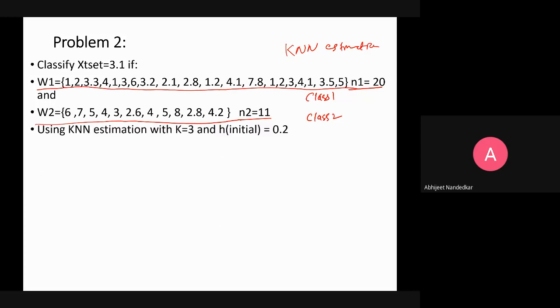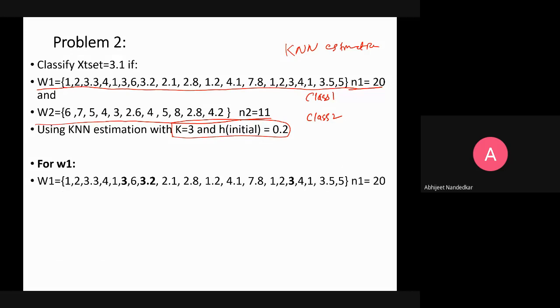Now let us assume some k equal to 3 and h equal to 0.2. So you can try at home with different combinations. Basically, you may write a program and then you can play with that. Now we have to do that estimation for two different classes. So let us take omega 1 first and take the list of omega 1.